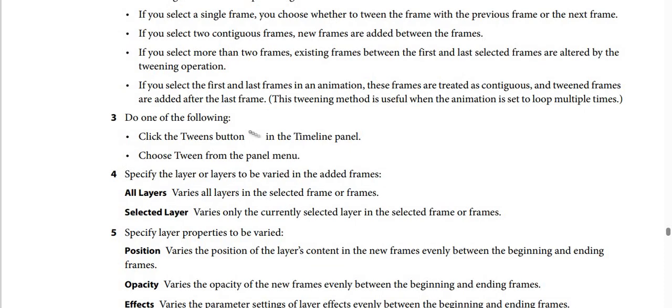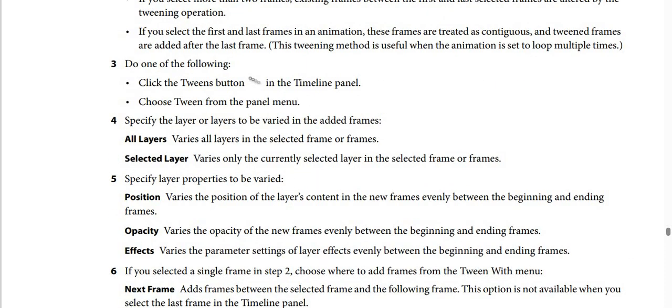And step number 5. Specify layer properties to be varied. We have options here again now. Position. Position means varies the position of the layer's content in the new frames evenly between the beginning and ending frames. And opacity means varies the opacity of the new frames evenly between the beginning and ending frames. And effects means varies the parameter settings of layer effects evenly between the beginning and ending frames.